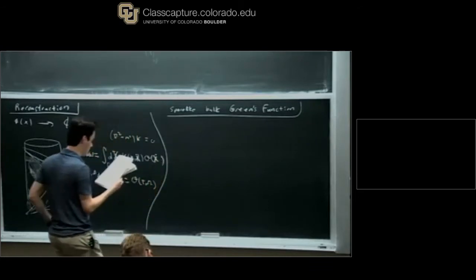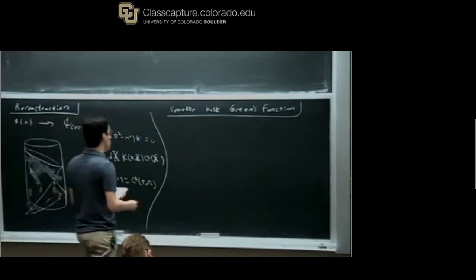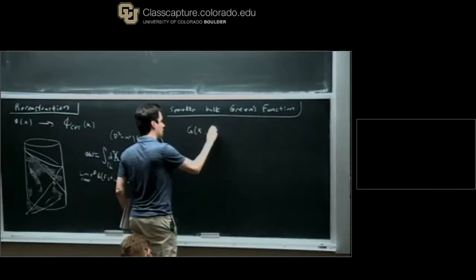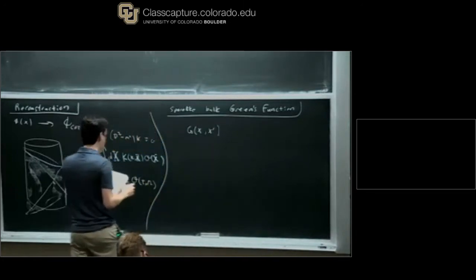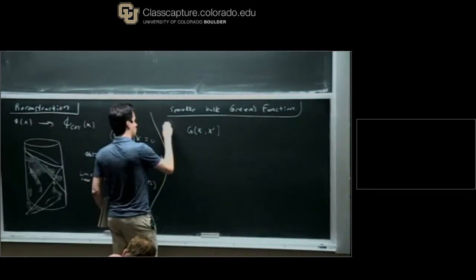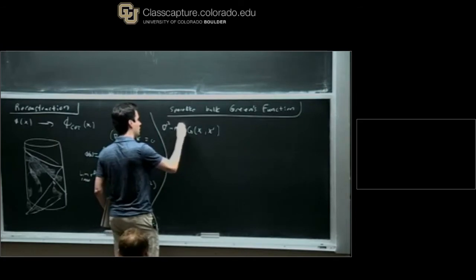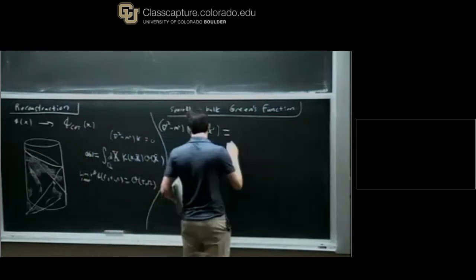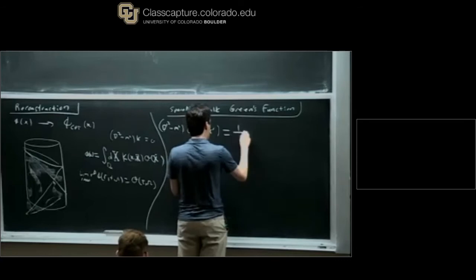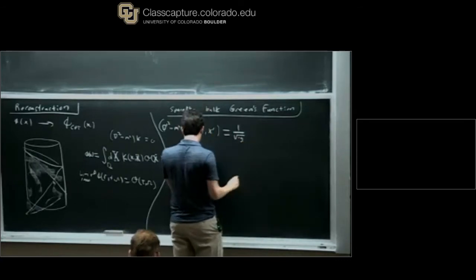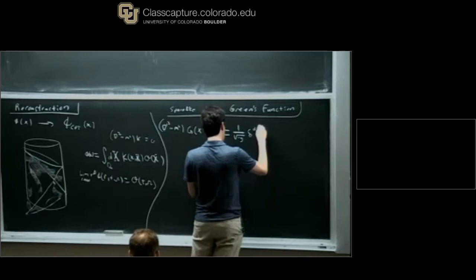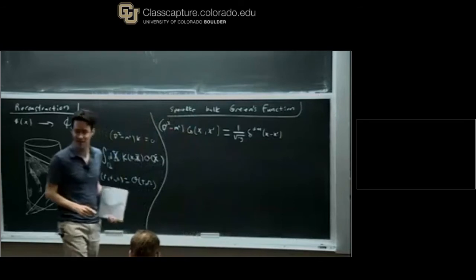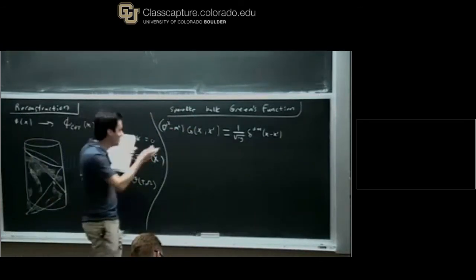so what do I mean by a space-like Green's function? I mean a function that depends on two bulk points, x and x prime, and it has the property that if I act on it with the primed Klein-Gordon operator, so this is the derivative with respect to x prime squared, then, since we might be in Kerr space, I get 1 over square root of minus g delta of x minus x prime. So I get a delta function. That's the definition of a Green's function. So far, it's just a Green's function.